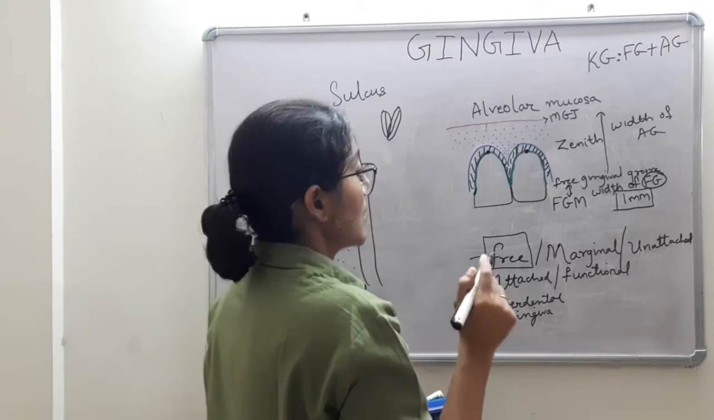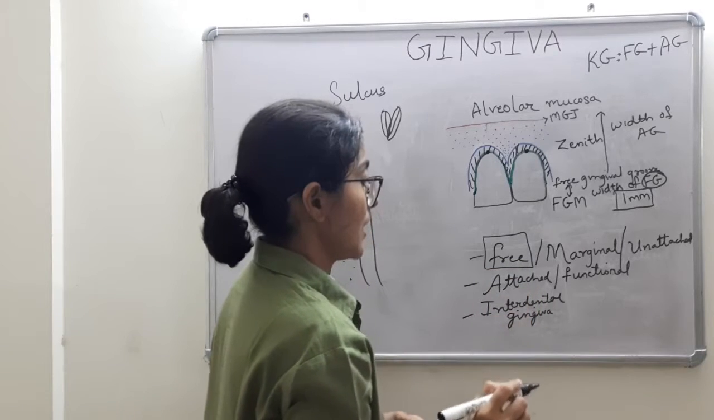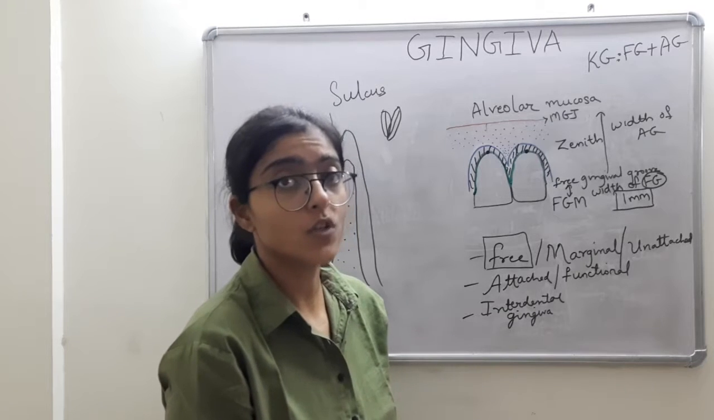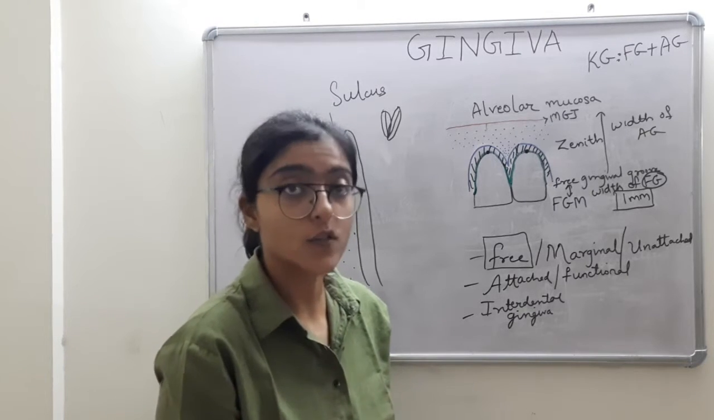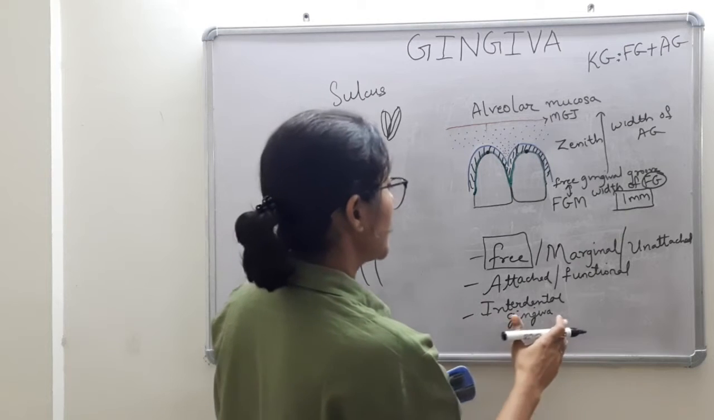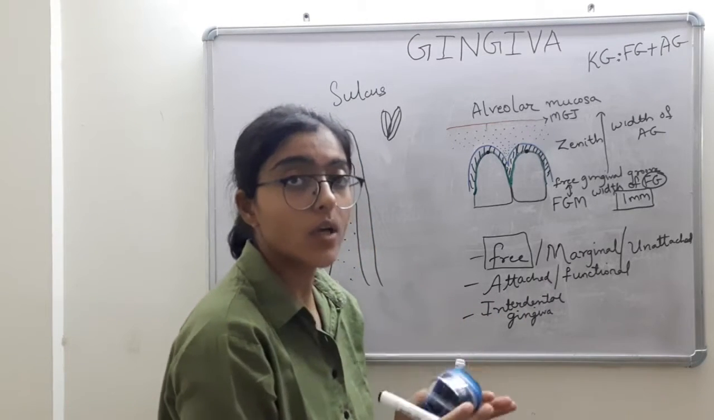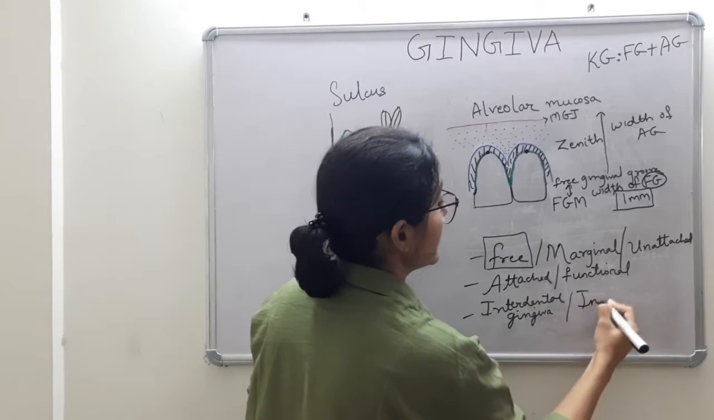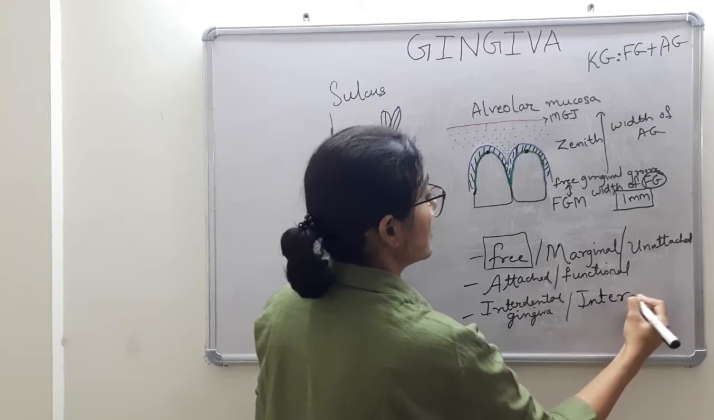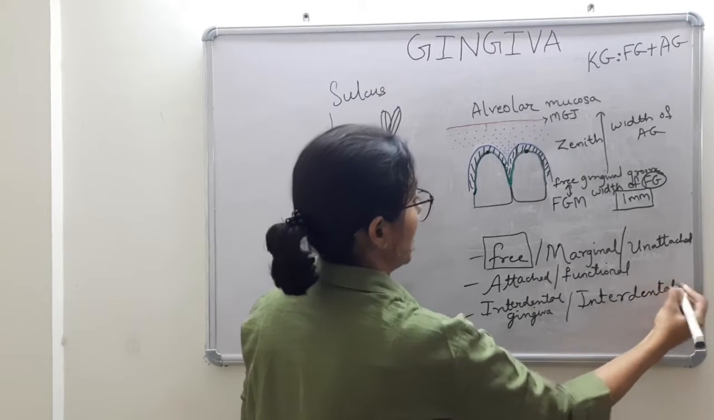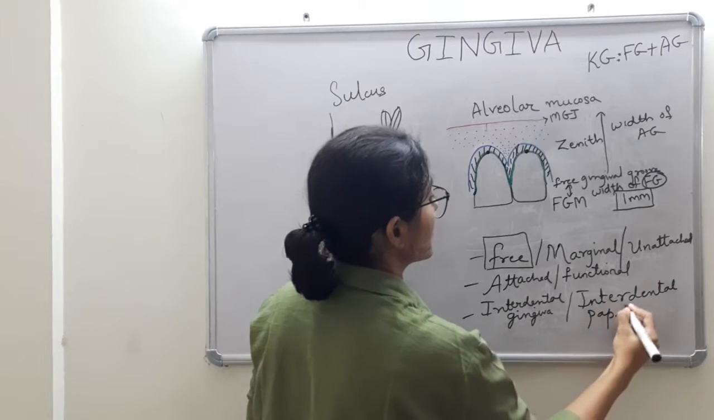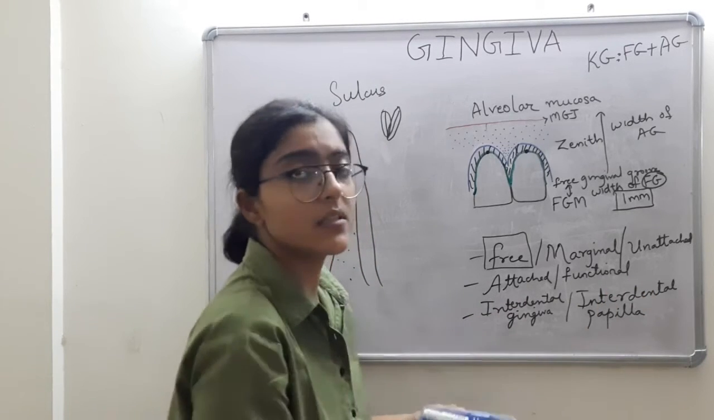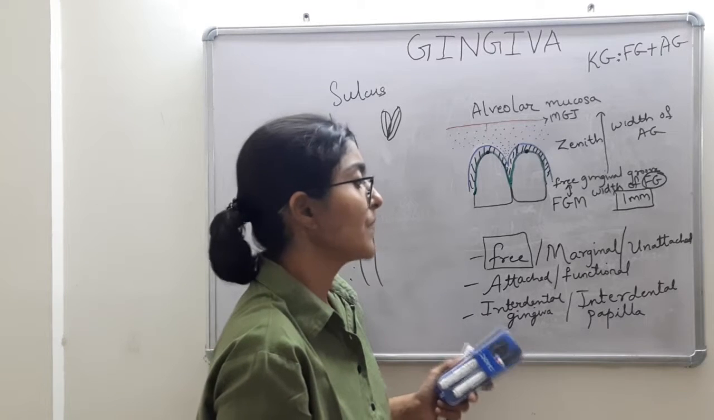Okay, coming to the interdental gingiva. We have already discussed loss of interdental gingiva, but here we will be discussing a normal interdental gingiva, also known as interdental papilla, sometimes interproximal tissue also. Clear? These are the various terminologies for interdental gingiva.